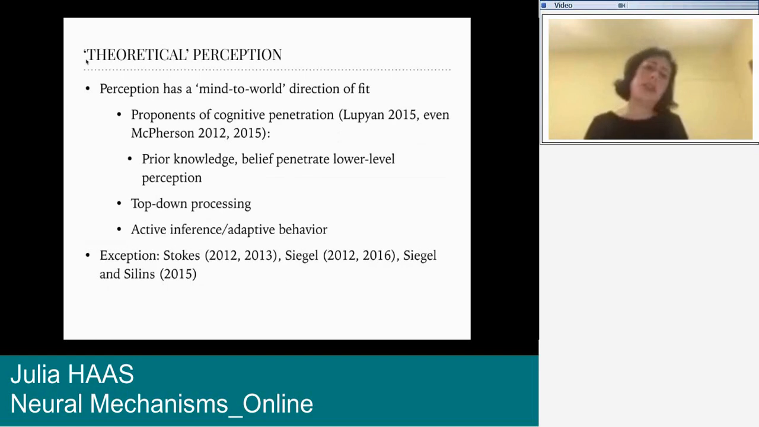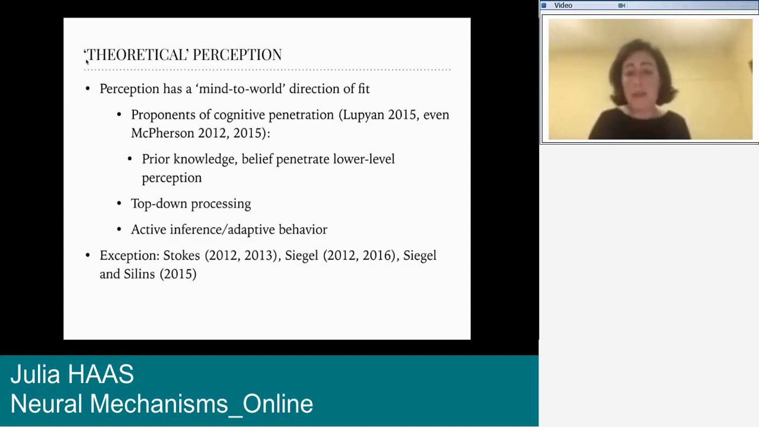So just to return to this idea of theoretical perception, I said that perception on the traditional picture, and for many of us, has a mind-to-world direction of fit. What we're doing is we're in the business of learning about the world as best we can. And this is true even if you are a proponent of cognitive penetration on the traditional view. Then cognitive penetration occurs when your prior knowledge or your prior beliefs penetrate your perceptions. Right? So cognitive penetration is still a case of perception that is roughly in the business of producing knowledge. The question is, how does our prior knowledge affect this incoming knowledge, and how should we weight it, and so forth.